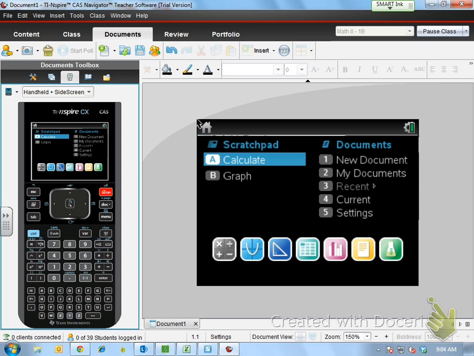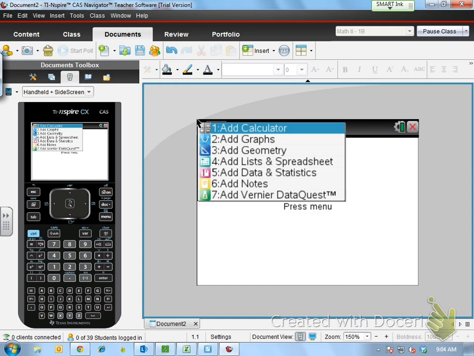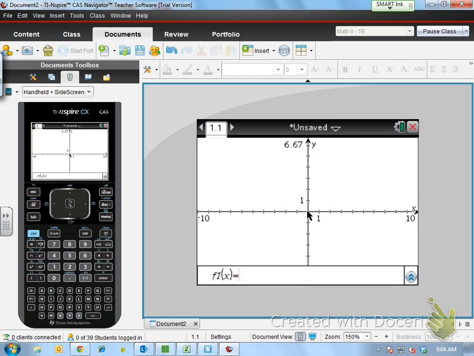We want to create a new document. So we're going to either hit 1 or you can scroll over. We're going to create a new document, 1. And we're graphing, so we want to add a graph. So number 2 is add graphs. Or again, you can scroll down and hit enter. So you should be at this page. Is everyone at this page?